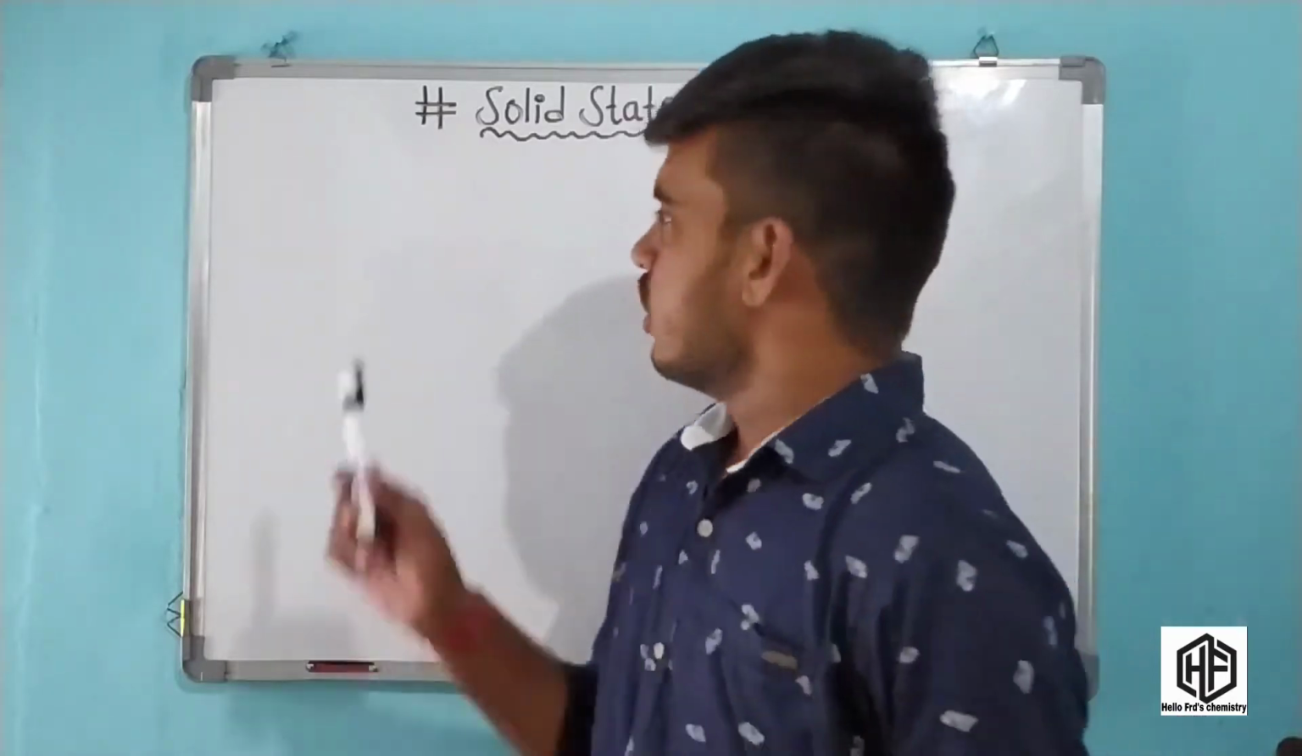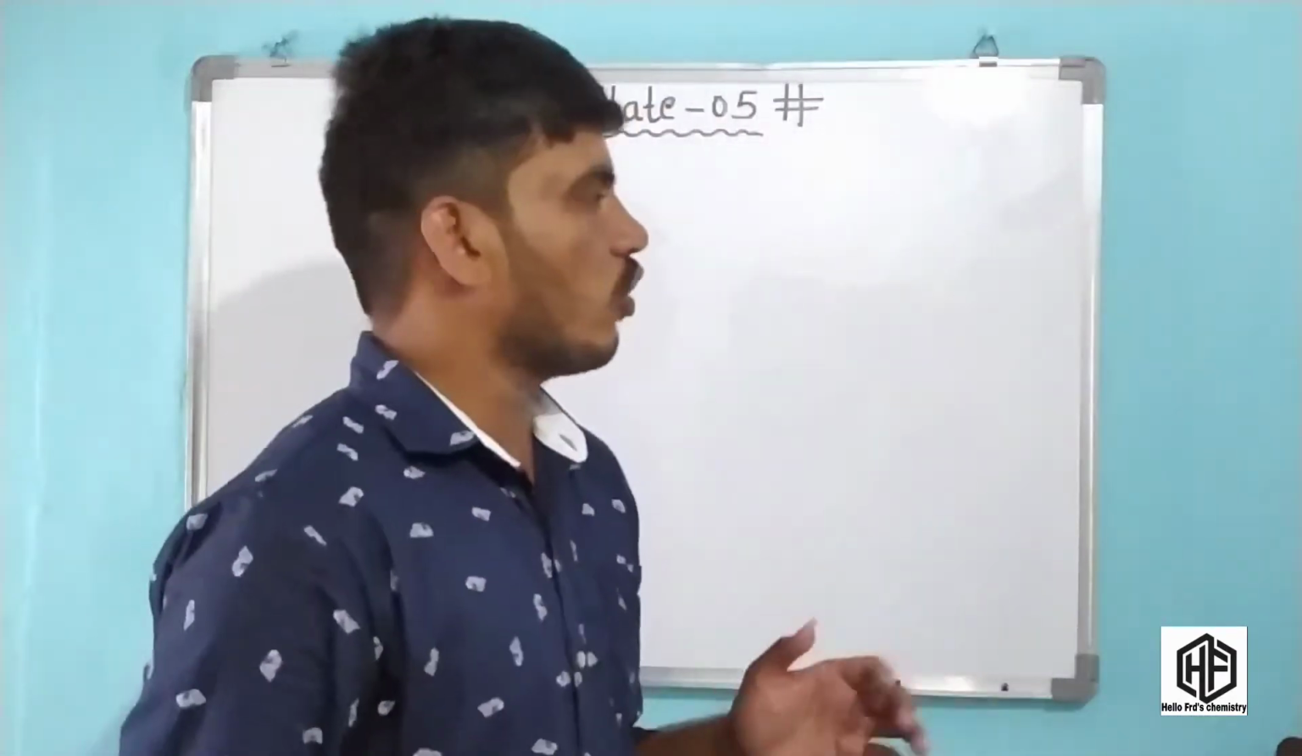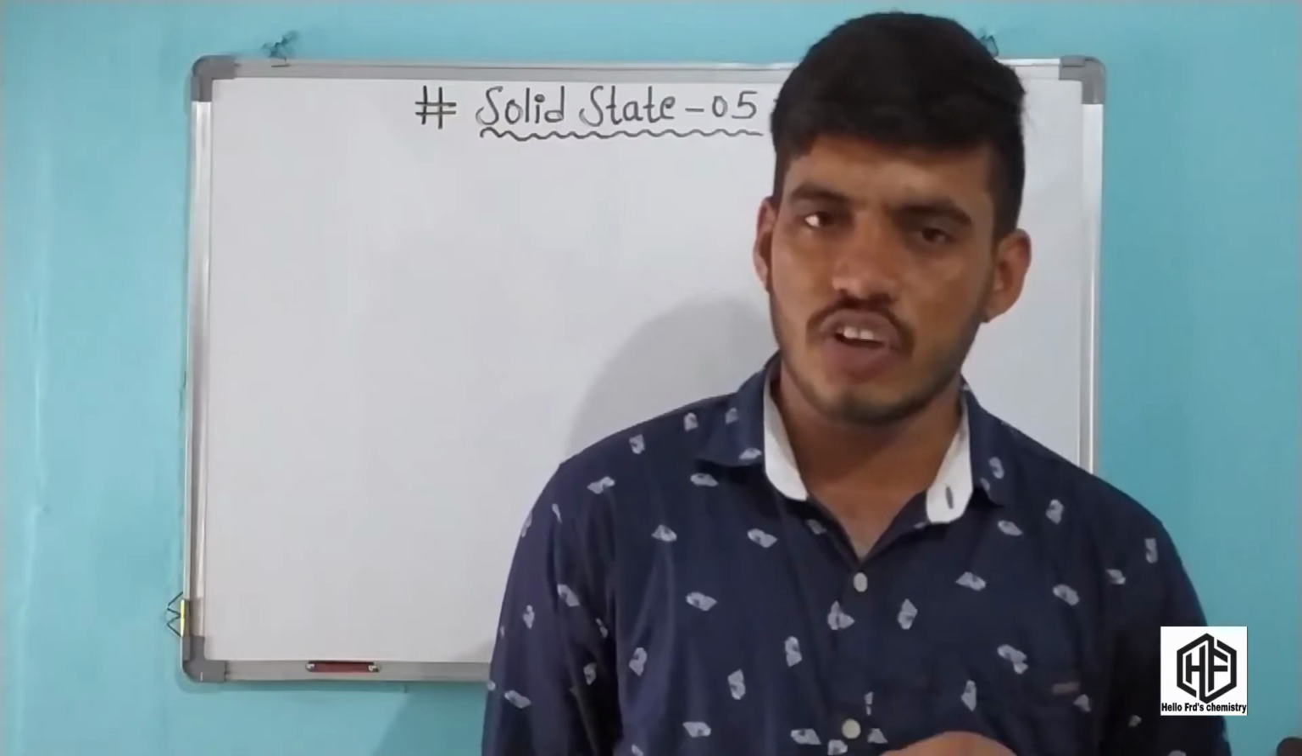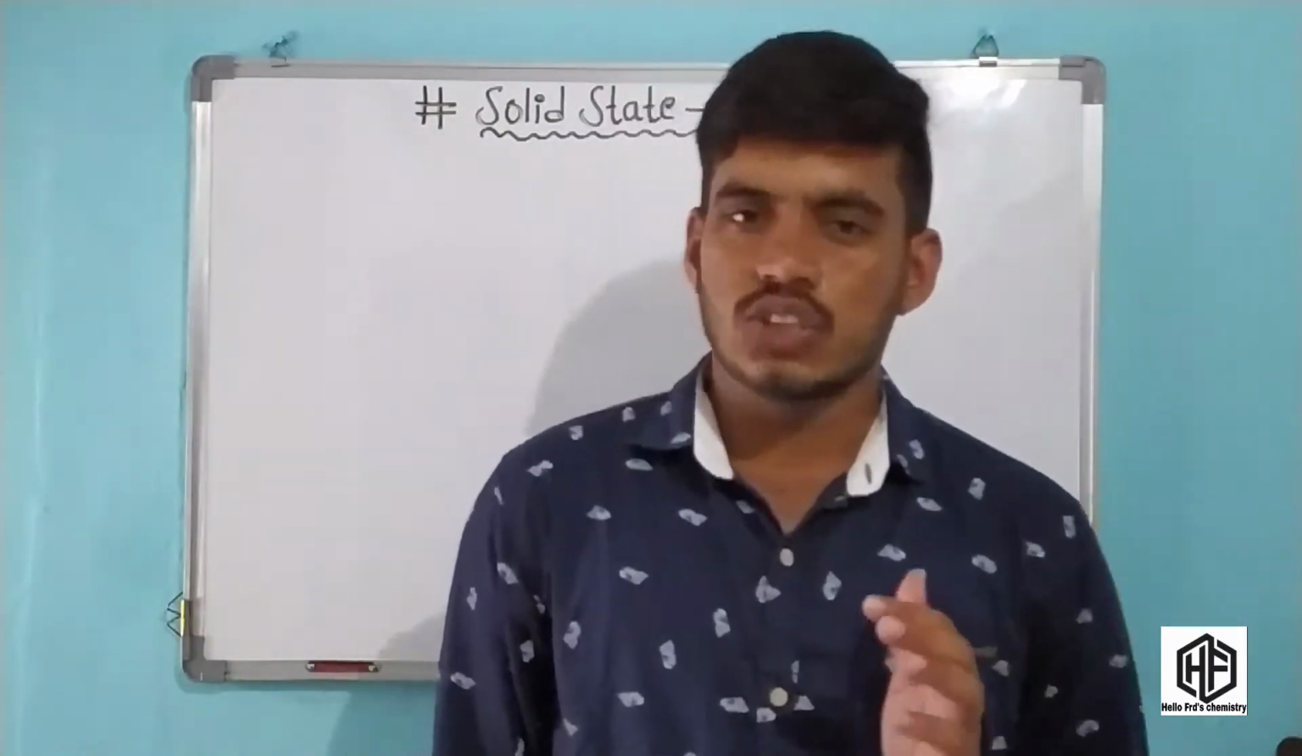In this video, we are going to discuss the solid state, class 5. We are going to discuss the relation between the radius of an atom and the edge length of a unit cell. Okay friends, now let's start this section.